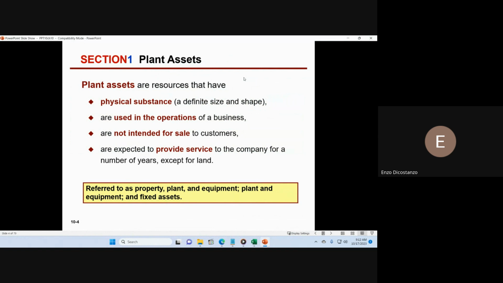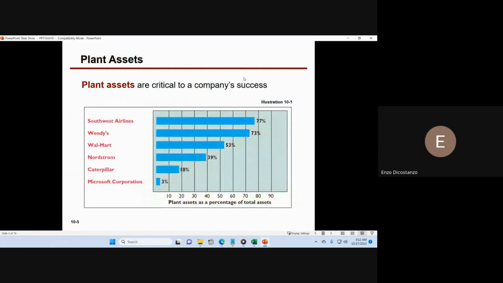I remember when I was working my way through the beginning of my college career, I had a work jacket and it said PPE on the chest. It was like a little badge, like a policeman's badge, but it said plant, property, and equipment on there.